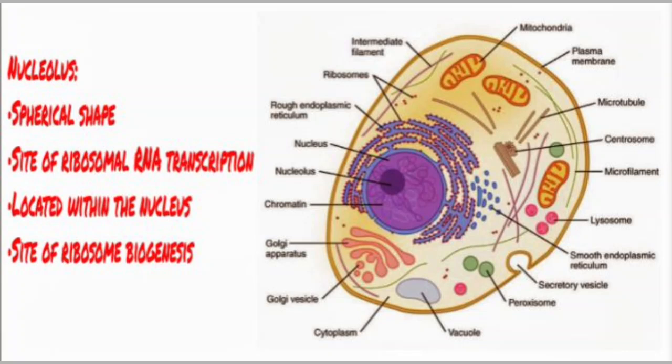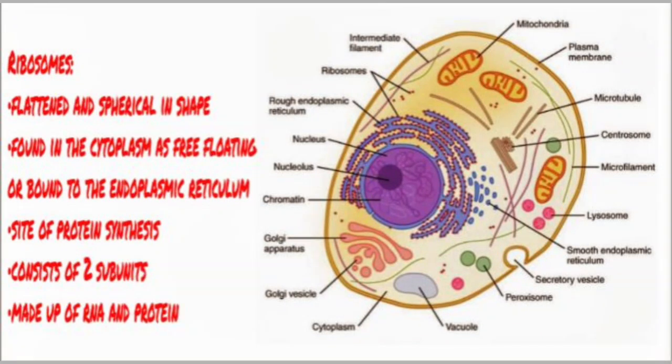Transcription is the conversion of DNA to RNA, and translation is the conversion of RNA to proteins. The ribosome gets transported by the nucleolus to the cytoplasm after it has been assembled. It appears flattened and spherical in shape when viewed under an electron microscope and is composed of two subunits, a larger and a smaller subunit.